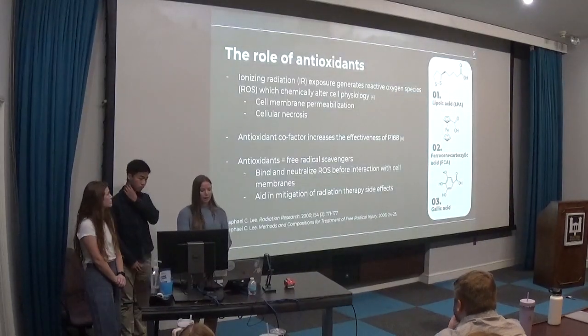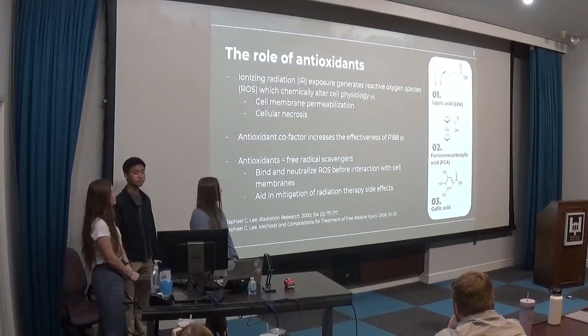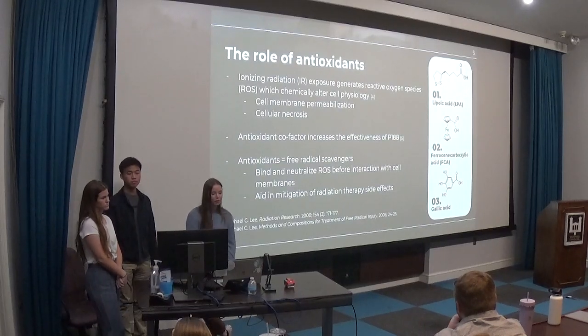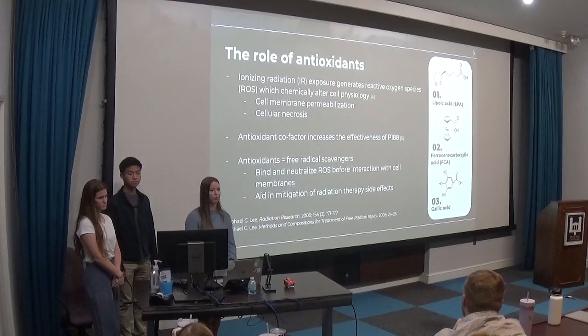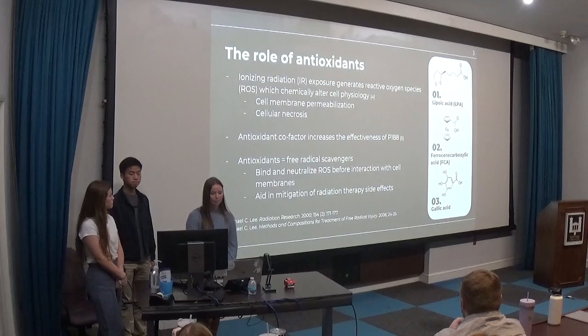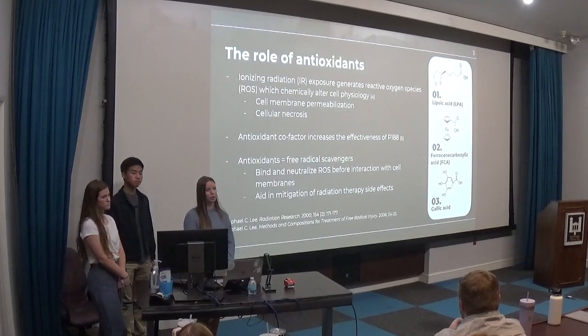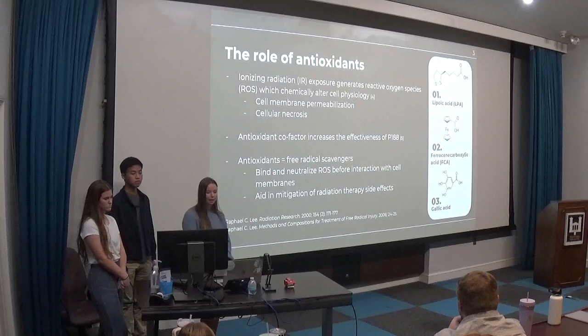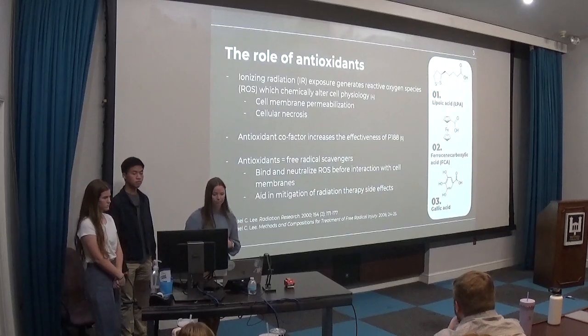As mentioned previously, ionizing radiation exposure generates reactive oxygen species, which can alter cell physiology. Specifically, when free radicals interact with our cells, they frequently cause cell membrane permeabilization, which are holes in the cell membrane, and this could lead to cellular death or necrosis. As a proposed therapeutic approach, antioxidant cofactors can be added to increase the effectiveness of P188. Antioxidants have a capacity for free radical scavenging, which allows them to bind to and neutralize those reactive oxygen species caused by the radiation.